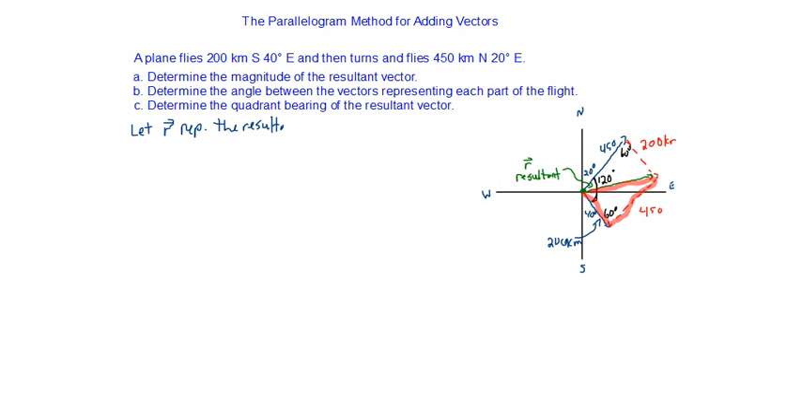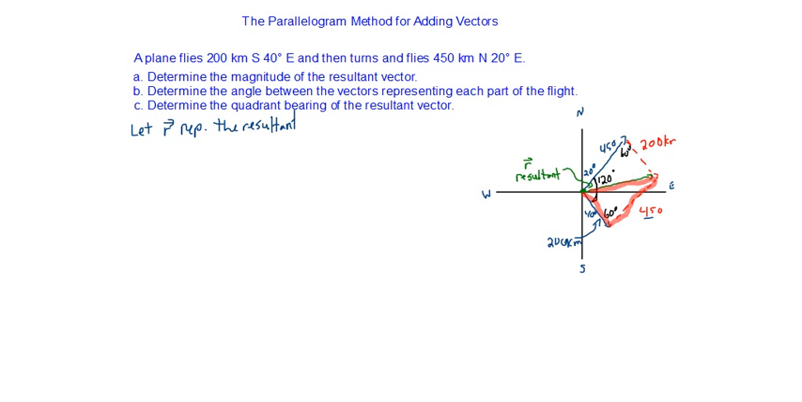And then we're trying to find the length of that vector. Using this triangle that's highlighted in red, you can see that we have two sides, one that's 200 kilometers, one that's 450 kilometers, and we're trying to find the third side. We have the angle in between, so we're going to go ahead and use the cosine law here.